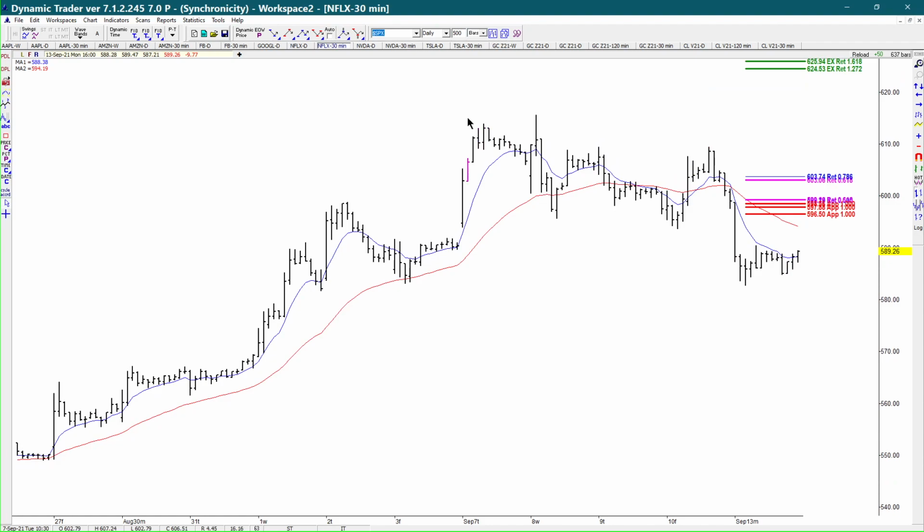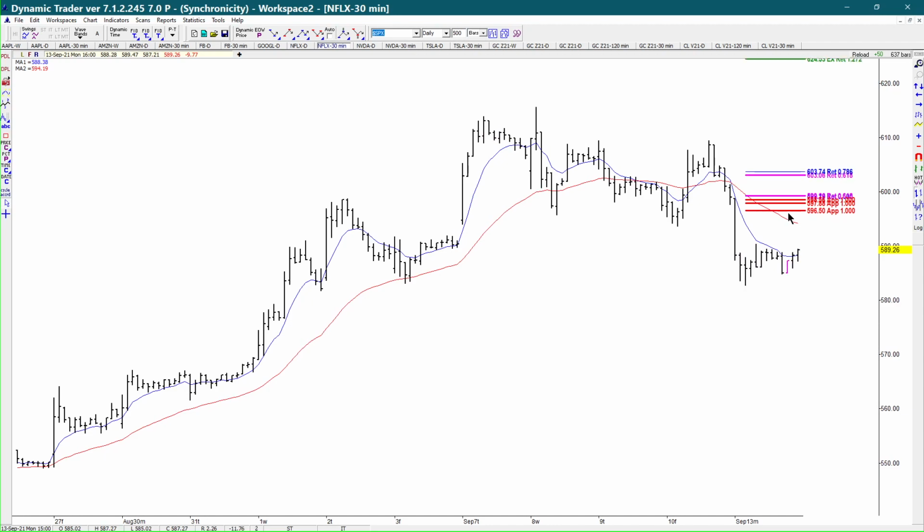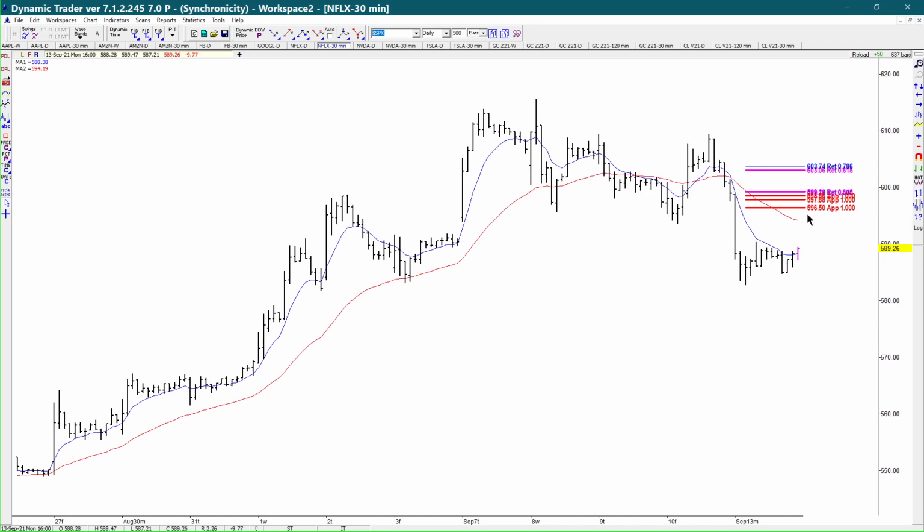So you can see on the 30-minute chart, we do have a new pattern of lower lows and lower highs, and if you want to look at a trend setup on this time frame chart, you can look at a short against 596.50, 599.26, or 603.06 to 603.74.